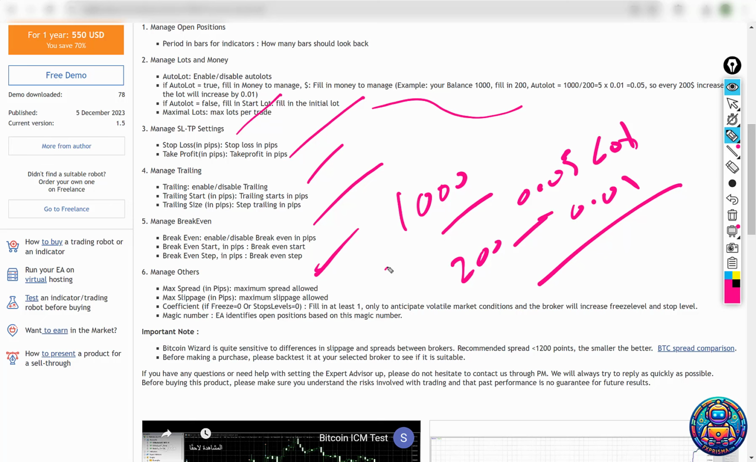Basically there is a sensitivity to slippage and spread between brokers, so it might work very well for one broker and it might not work for another broker. Or, for example, some brokers which have a high spread on Bitcoin will be problematic for them. You can use this link for comparing spreads between each broker, and then you can decide which broker to use.